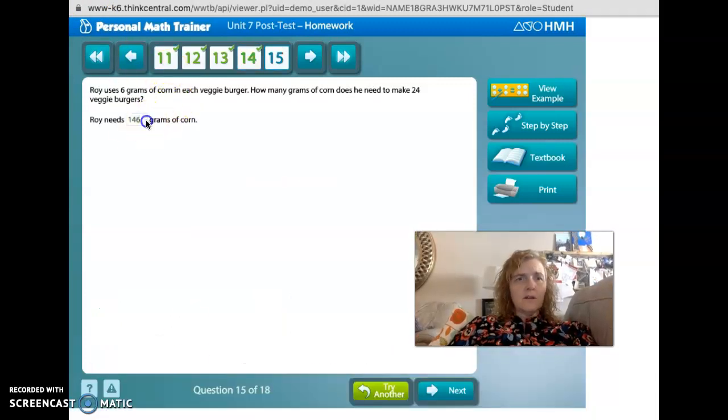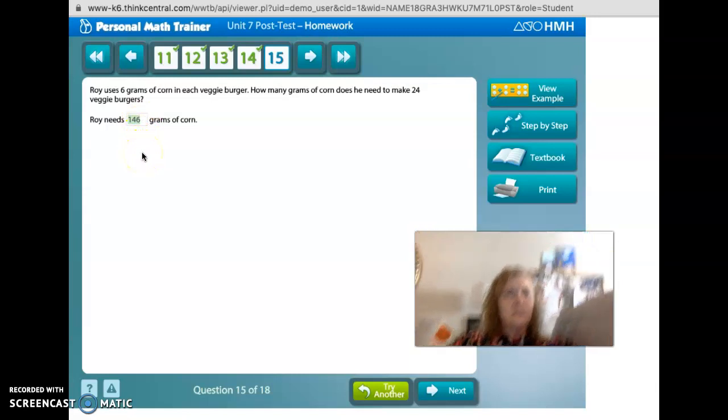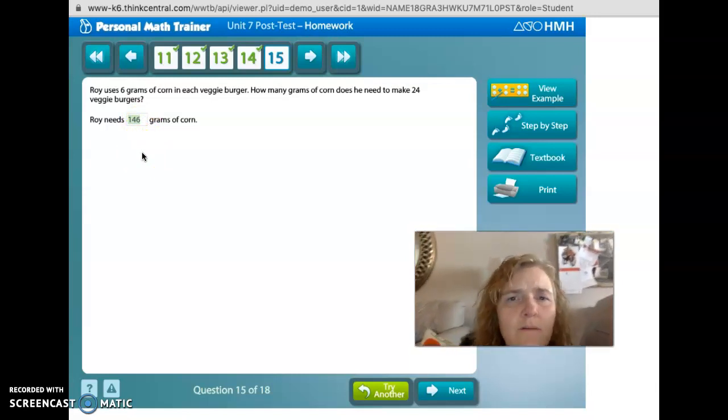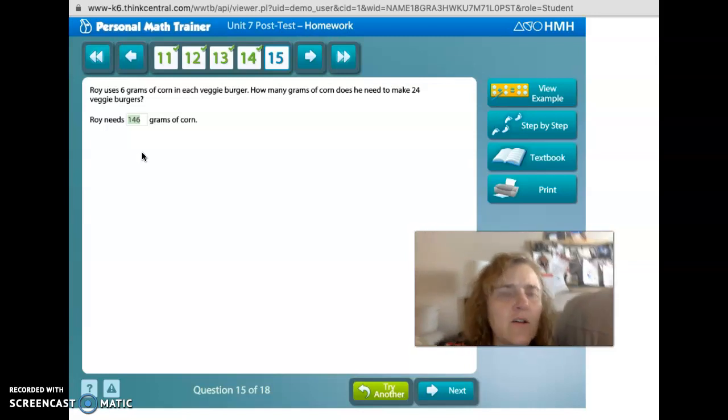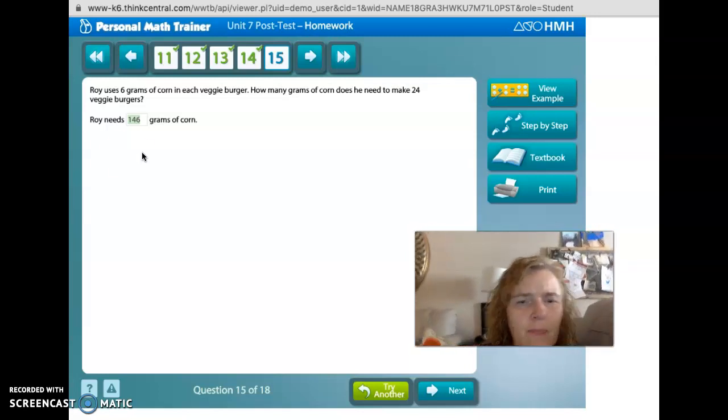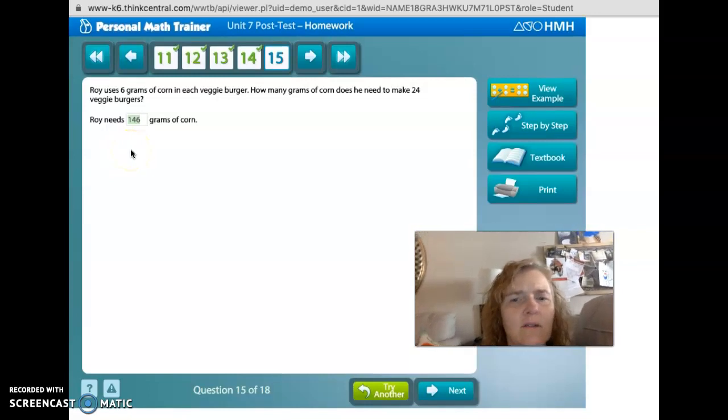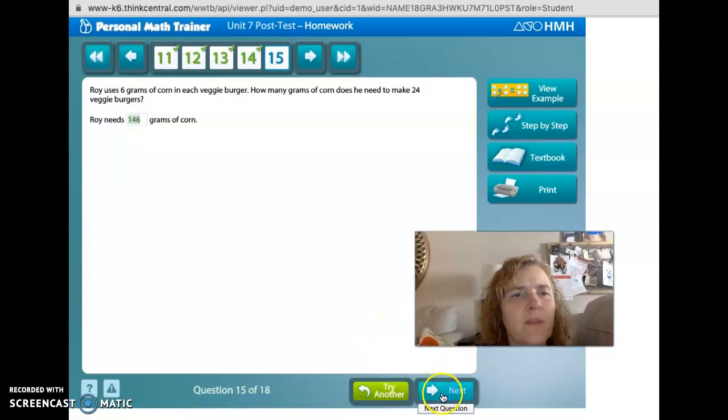Okay, now this one, I'm not sure why it's in here, because that is 6 times 24. 6 times 24 is 144. I don't know why I can't get that out, but anyway, it is 144 grams.